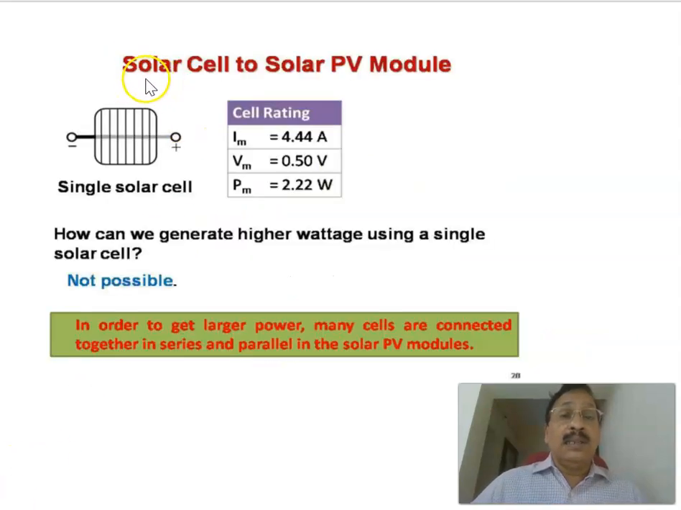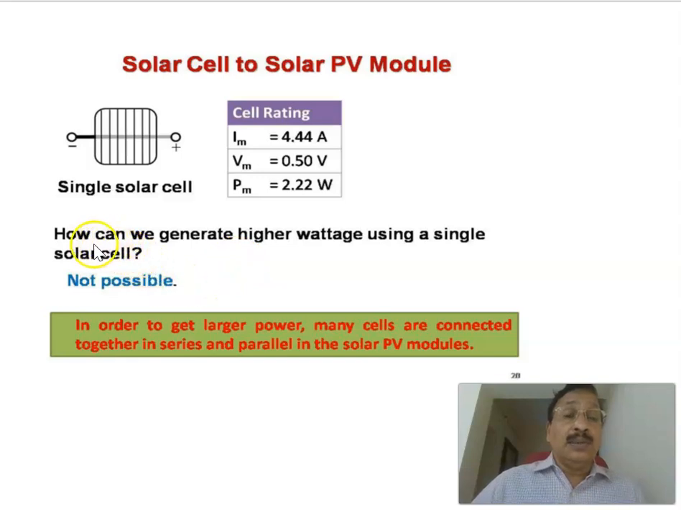Now let us consider a single solar cell and its ratings: maximum current equal to 4.44 amperes, maximum voltage equal to 0.5 volt, and maximum power, which is the product of voltage and current, equal to 2.22 watts. A single cell can produce a power of 2.22 watts.